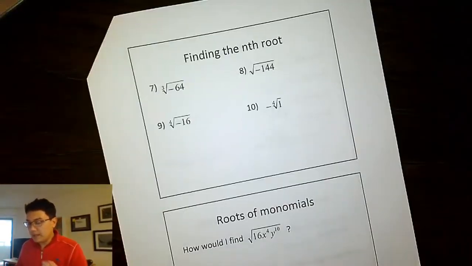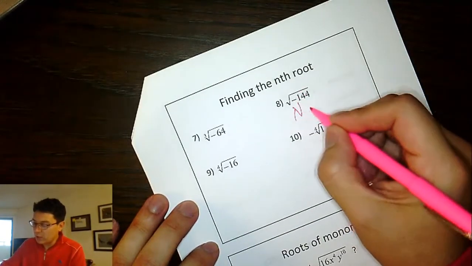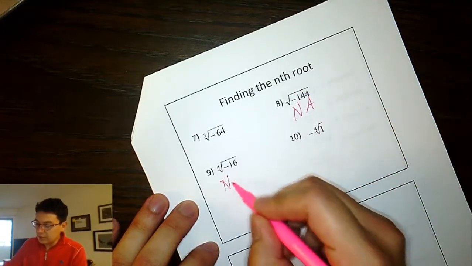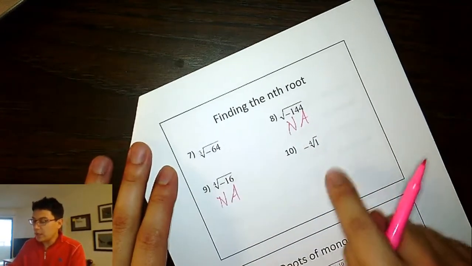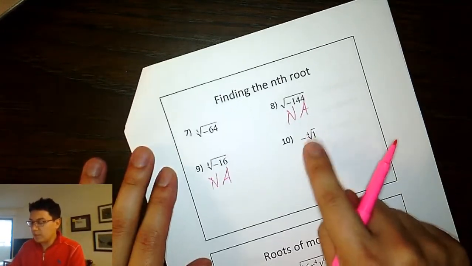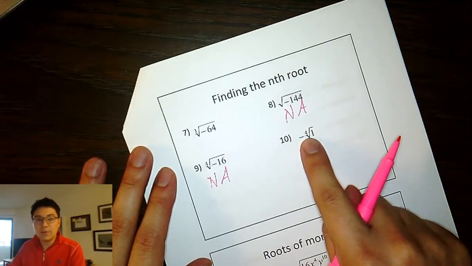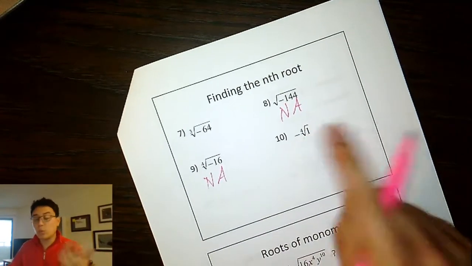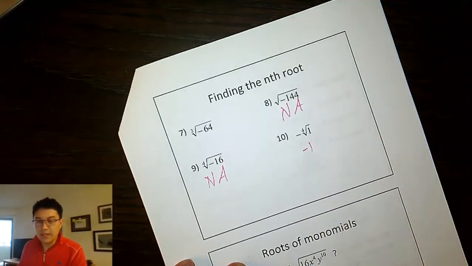All right, finding the nth root. So this one here, let's see here. We'll just run through these really quick here. This one's going to have no answer. This one's going to have no answer. So let's try the other ones here. The fourth root, so what number multiplied by itself 4 times is equal to 1? That's just 1. So this one will be equal to -1.